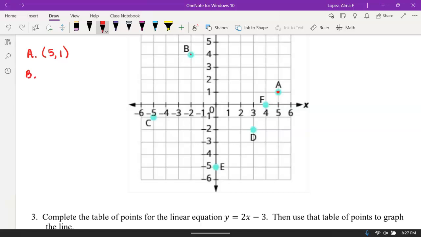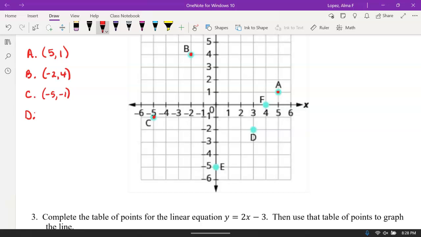B, here's B. It is the point, let's see, how do I get there? Go to the x first. -2 and then up 4. So -2 and 4. Pause the video and find C. Okay, to find C, you went on the x-axis and you went all the way back to -5 and then down 1. So -5, -1.